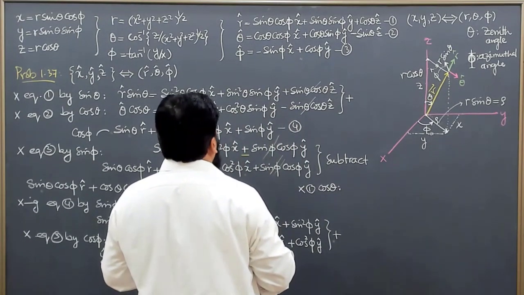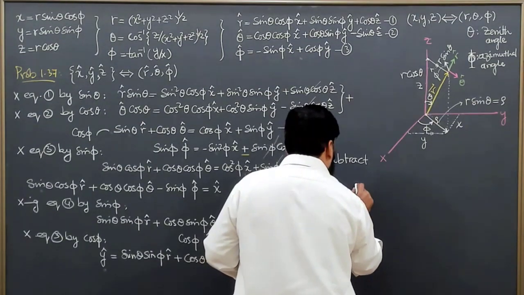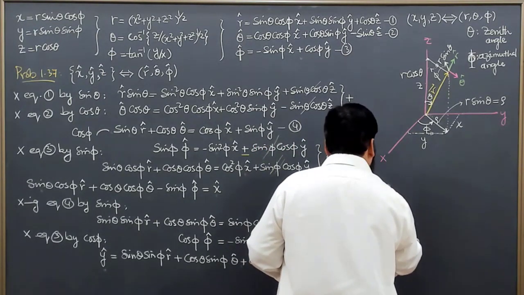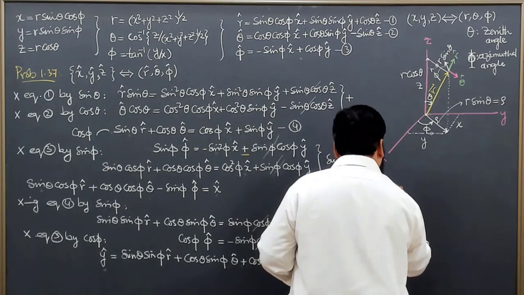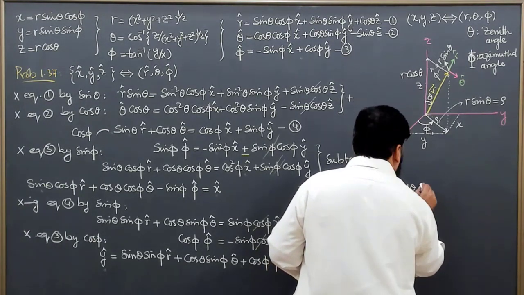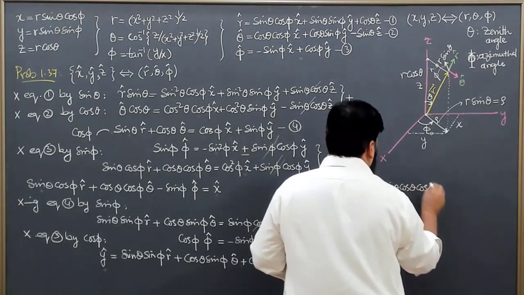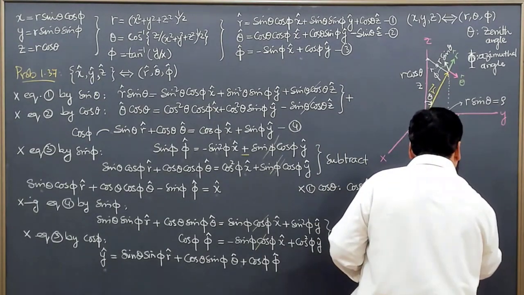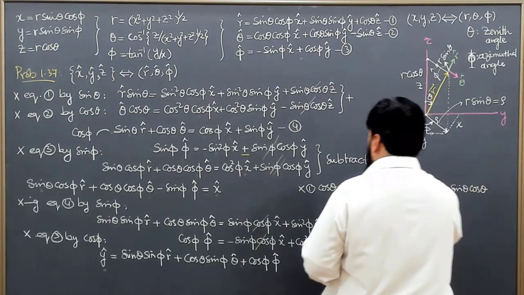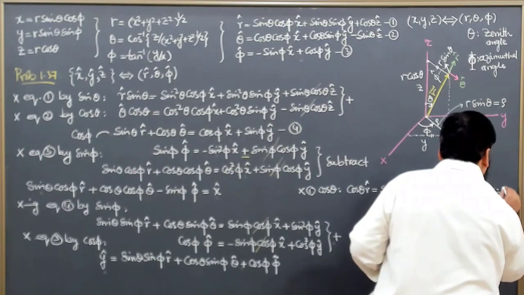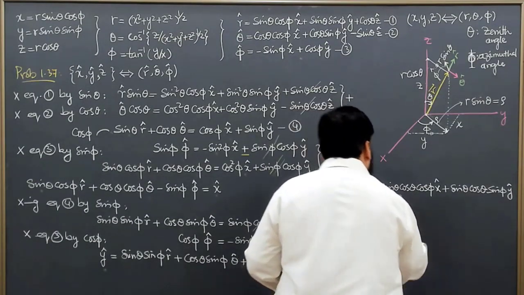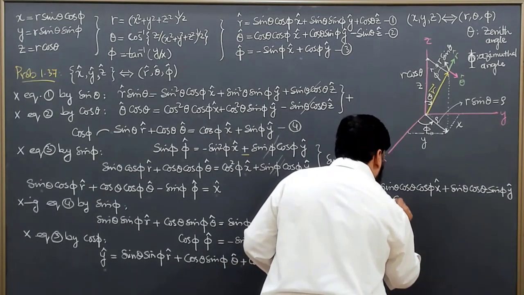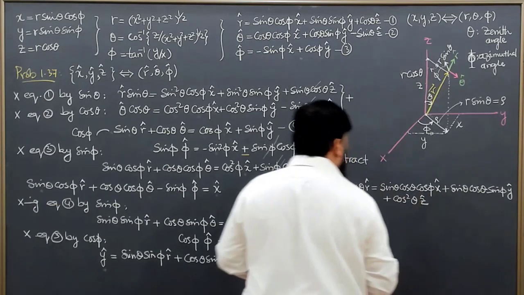We multiply equation 1 by cos theta, so cos theta times the r unit vector is equal to sin theta cos theta cos phi in the x unit vector, plus sin theta cos theta sin phi in the y unit vector, plus cos squared theta in the z unit vector.